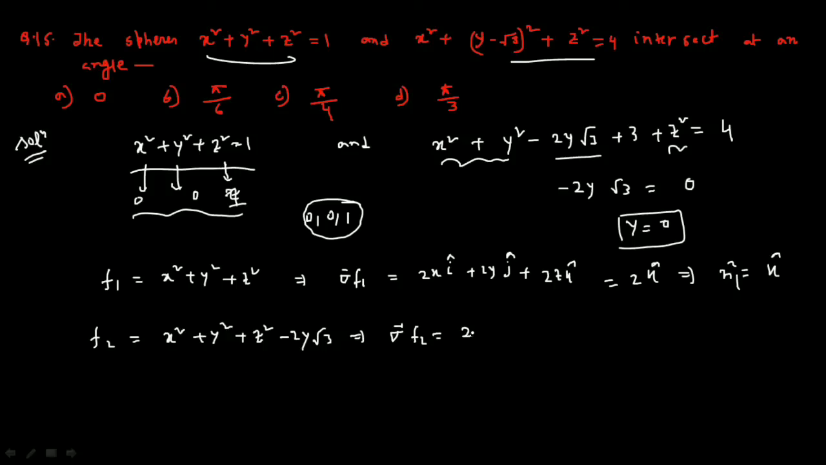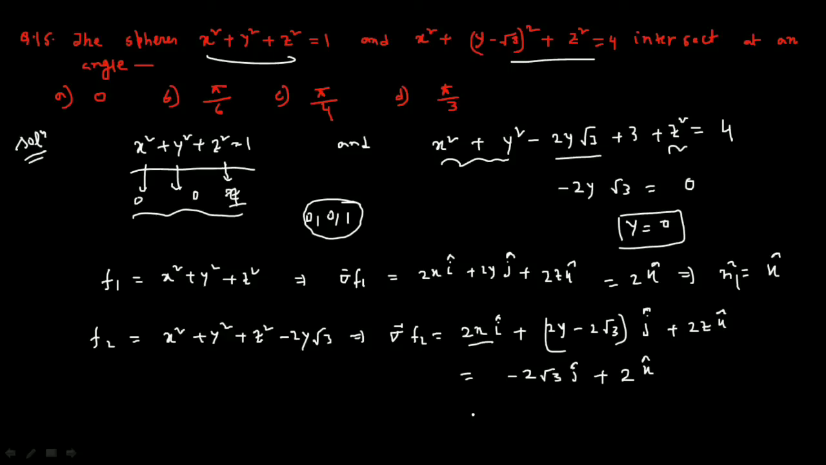Similarly, 2x i cap, but for del f del y you will get 2y minus 2 root 3 j cap, and for k cap it will be again 2z k cap. Now if you put the point here, this will be 0, and this will be just minus 2 root 3 j cap for y equal to 0, and for z equal to 1 it will be 2 k cap.